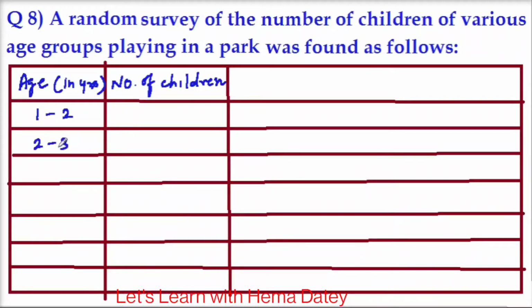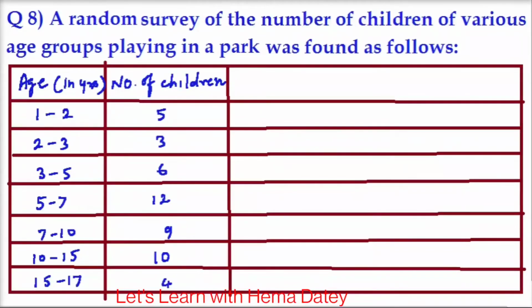The age groups are given: 1 to 2 years, 2 to 3 years, 3 to 5 years, and the number of children in the age group 1 to 2 years is 5, 2 to 3 years is 3, 3 to 5 years is 6, 5 to 7 years is 12, and 7 to 10 years is 9. The number of children in the age group 10 to 15 is 10, and in the age group 15 to 17 is 4. So this was given in the question, age and number of children.